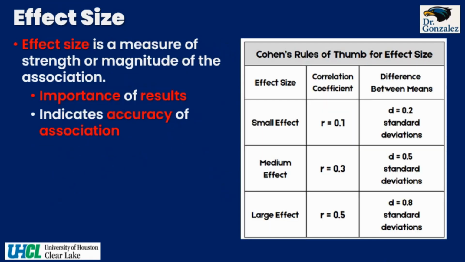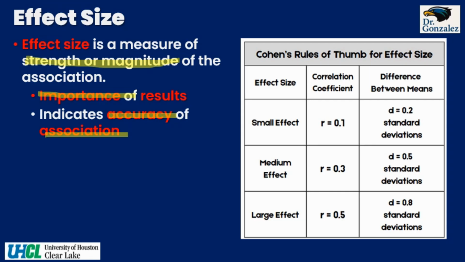Effect size itself is a measure of the magnitude. How strong is that association, that relationship between those two variables? This is useful because it tells you and your readers, when they're reading your published work about your correlation, how important your results were, and it also indicates the accuracy of your association.